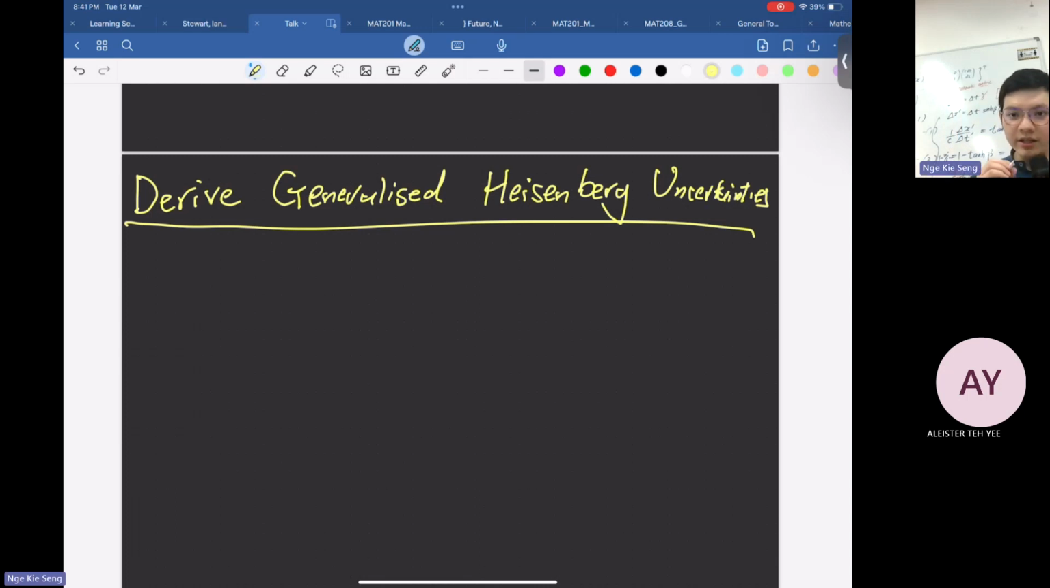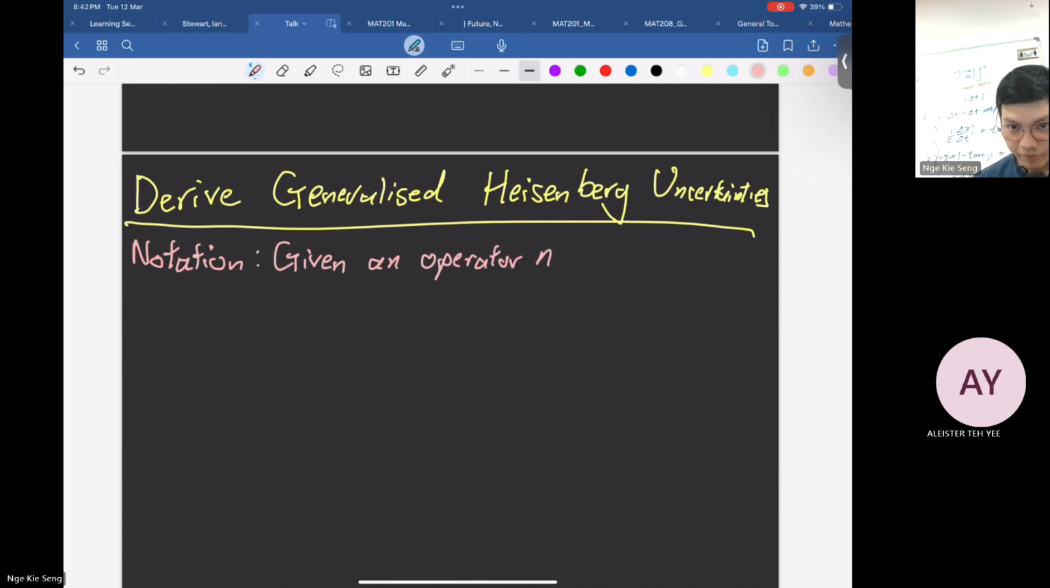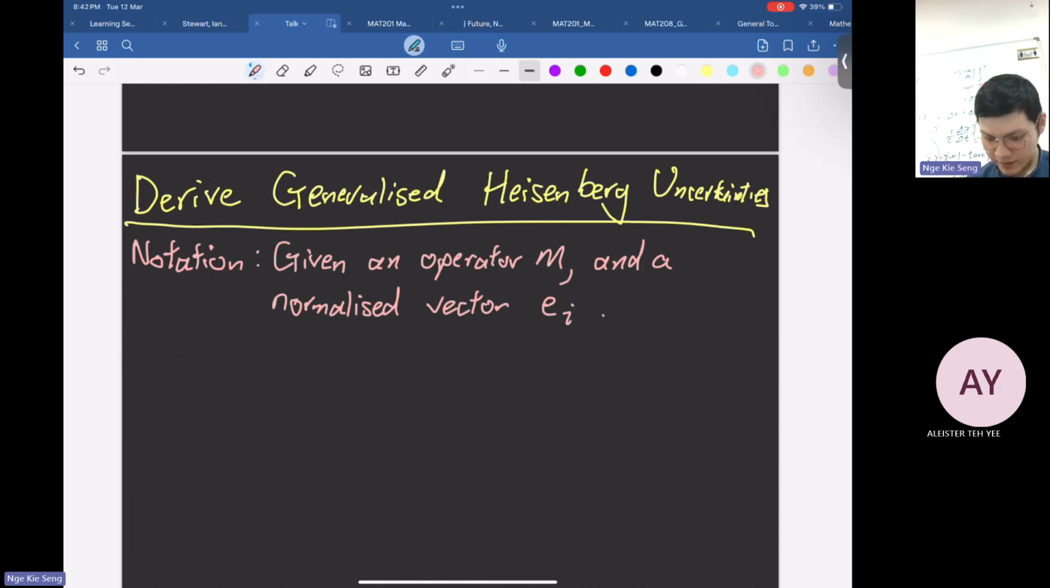Okay, so let me define something first. Let me fix some notation here. Given an operator M and a normalized vector, meaning this vector has length 1, call it EI. Okay, so we define what is the bracket of M.